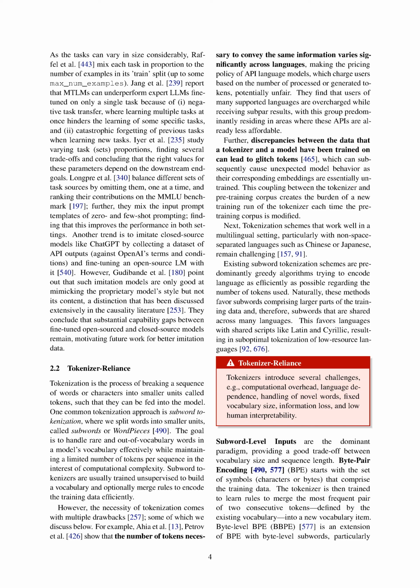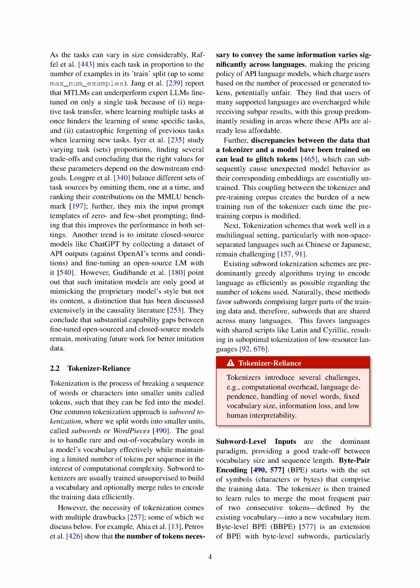Existing subword tokenization methods are largely greedy algorithms that aim to represent language as efficiently as possible in terms of the number of tokens used. By their nature, these methods tend to favor subwords that appear frequently in the training data and, hence, are common to many languages. This biases the system towards languages with shared scripts, like Latin and Cyrillic, resulting in suboptimal tokenization for languages that have fewer resources.